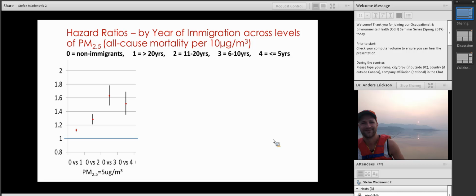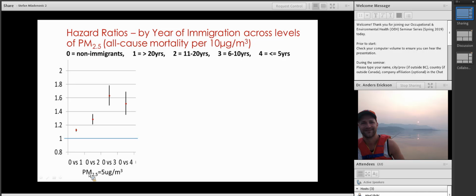So what this is now looking at is an interaction between the PM model, so between PM and period of immigration. Again, this is comparing the period of immigration with non-immigrants. So these hazard ratios are for the non-immigrant population, and comparisons between the various levels. So one being the more established, 2 being the medium established group, 3 and 4 being the more recent and very recent groups.